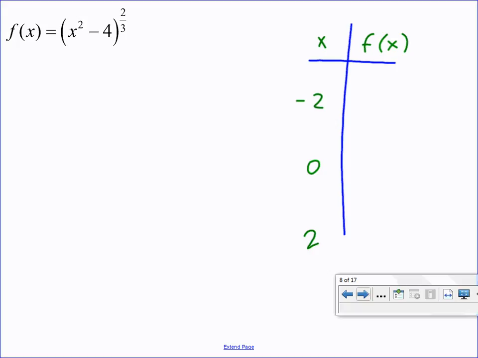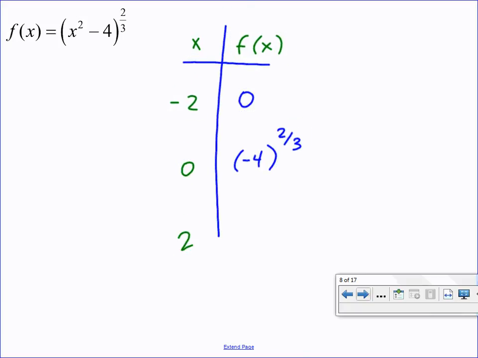Negative 2 squared is 4 minus 4 is 0, so 0 to the 2/3 is 0. 0 squared is 0 minus 4 is negative 4 to the 2/3 power. So we're going to have to figure out what negative 4 to the 2/3 power is. For now, I'm going to put negative 4 to the 2/3. So that'd be the cube root of 16. And we're going to approximate that in a minute. And then 2, 0. Awesome.